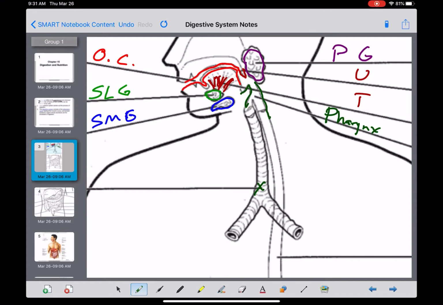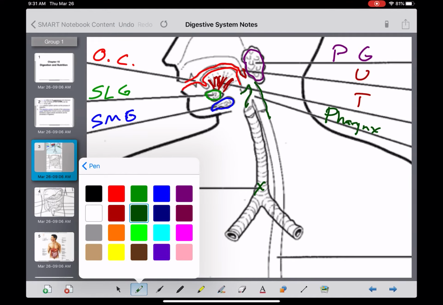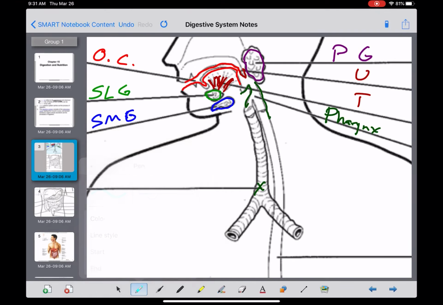So the pharynx is kind of that intersection area where you have both respiratory and digestive together, which makes sense because that's why you can spit milk out of your nose, and why when you get an infection or a cold, the snot goes down the back of your throat. Okay, so with this is the esophagus, which again is going to be this structure right here.